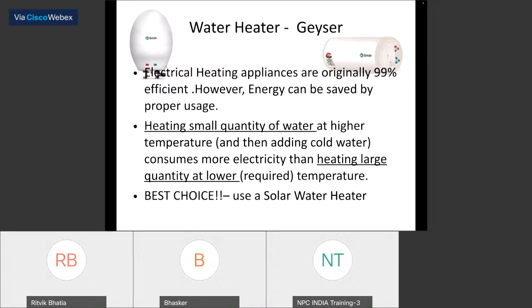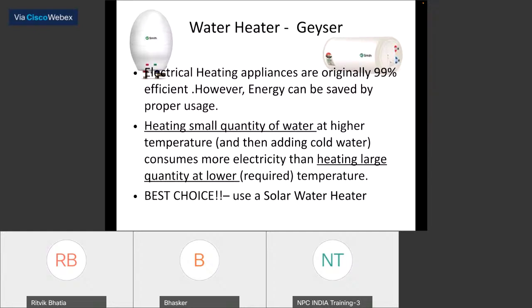This water heater geyser, which we are using as an instant geyser either in hotels or at our houses, these electrical heating appliances originally have 99% efficiency because they have the copper tube inside. However, energy can be saved by proper use.